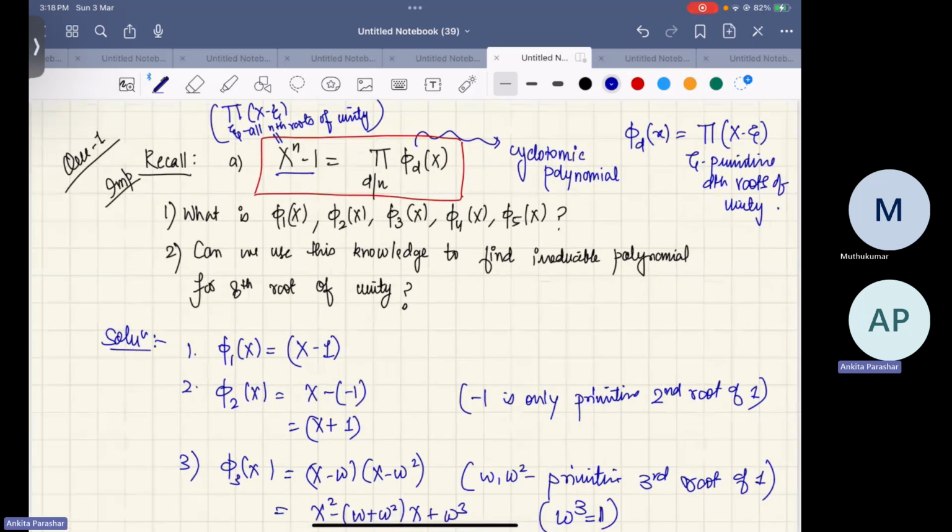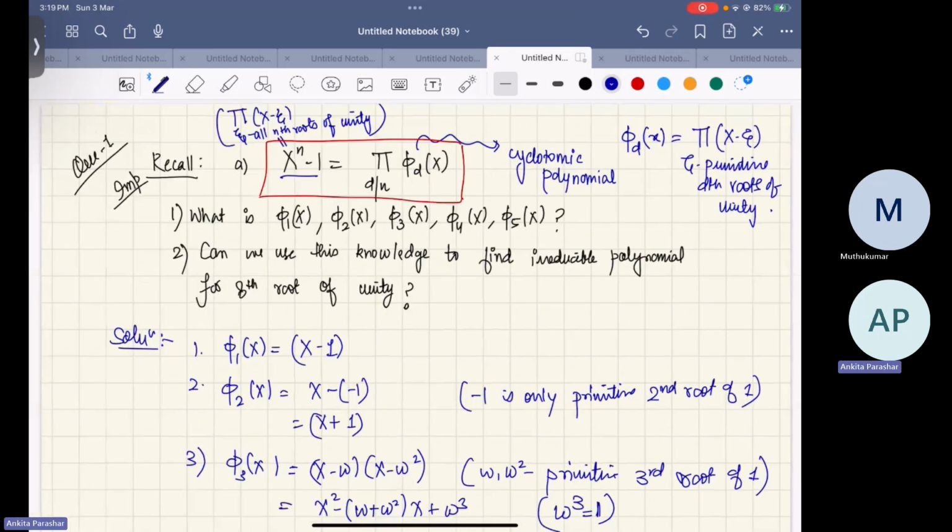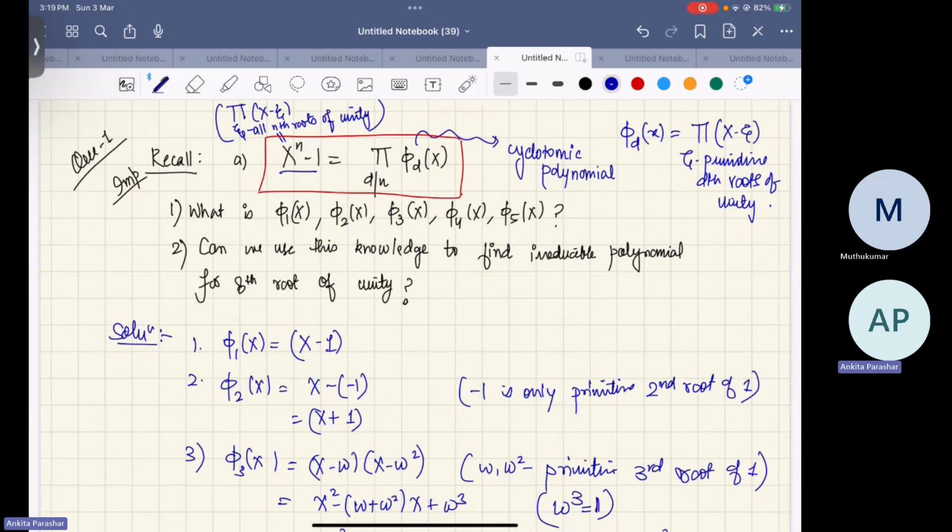So can we use this knowledge to find the irreducible polynomial for the eighth root of unity? Suppose we are given Q(zeta 8) over Q, and I want to know the degree of this extension. The degree is nothing but the degree of the irreducible polynomial satisfied by zeta 8. Knowing phi 1, phi 2, phi 3, the knowledge of computing phi d of x, that means cyclotomic polynomials, can that help us find the degree of this extension?